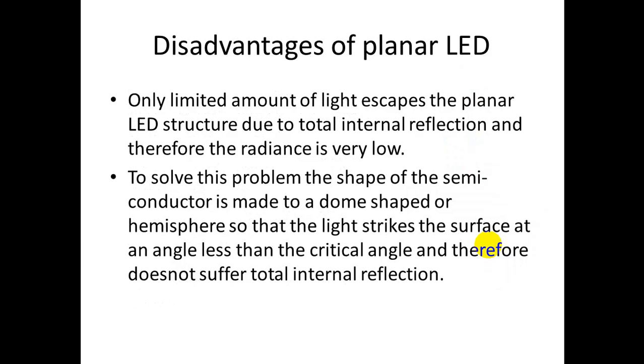So here are some disadvantages of planar LED. Due to the planar structure of the LED, only a limited amount of light will escape from the LED structure due to total internal reflection, and therefore the radiance is very low. In order to solve this problem, the shape of the semiconductor is made into a dome shape or hemisphere, so that the light strikes the surface at an angle less than the critical angle and therefore does not suffer total internal reflection.